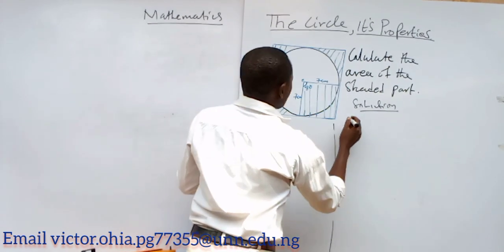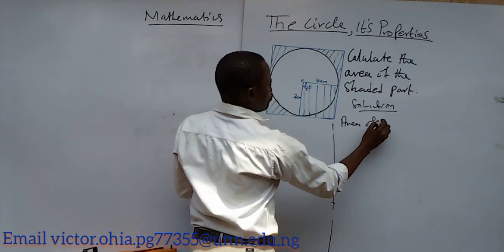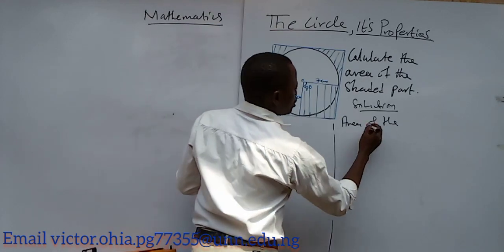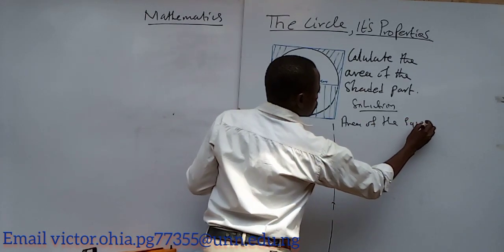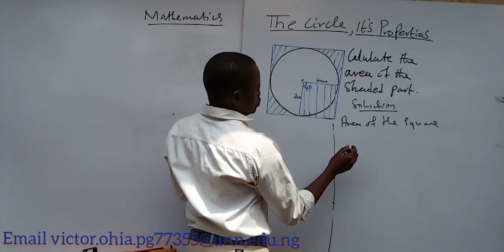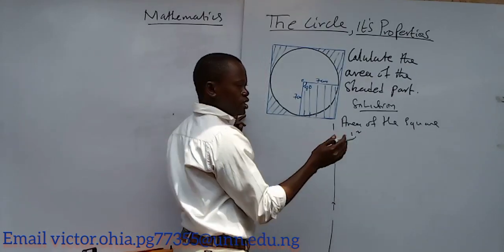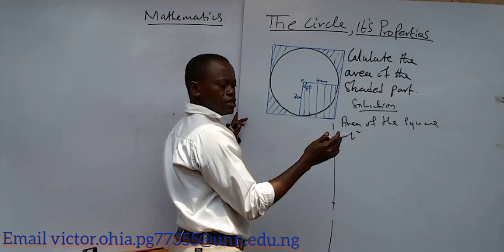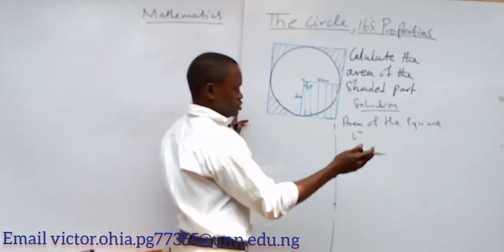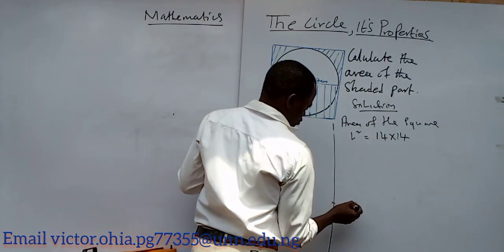Solution. We say area of, first we take the area of the square. Area of the square, which is of course L squared, one of the lengths squared. If it is a rectangle, you say length times width, but in the square you say length squared because the length is the same measurement as the width. So L squared, which is 14 times 14.